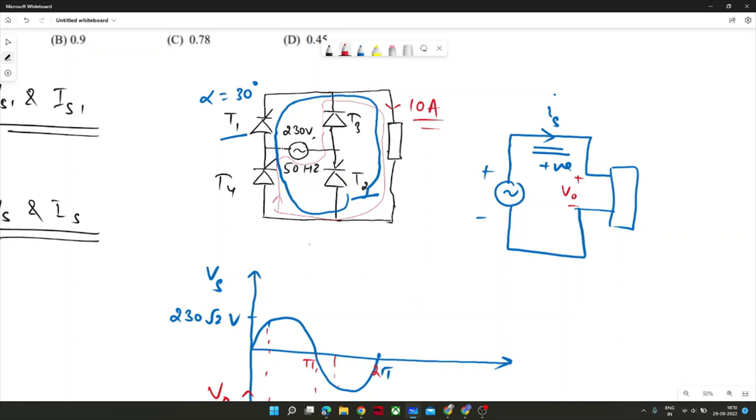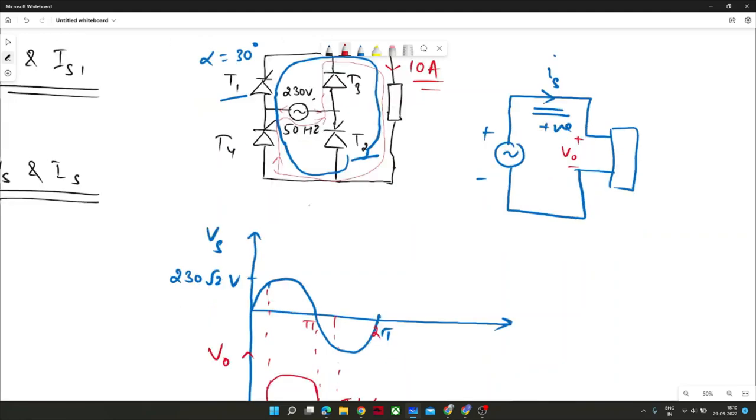If you see, the current is going in this direction. Earlier it was going in this direction. So that's the fundamental here. I hope you are able to catch it. If any doubt, you can stop me in between.